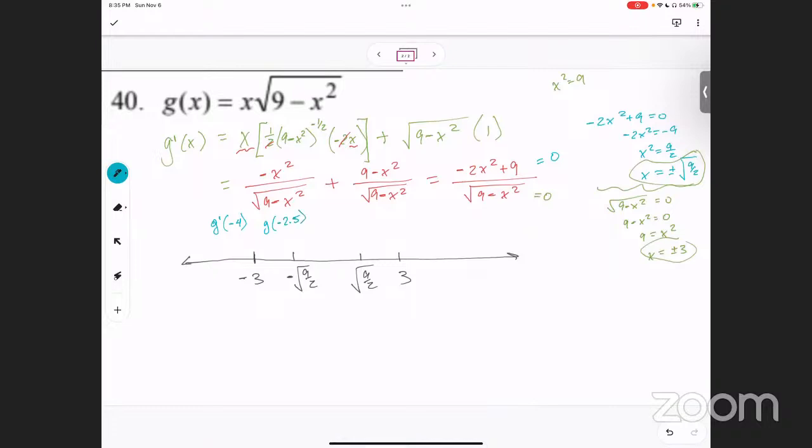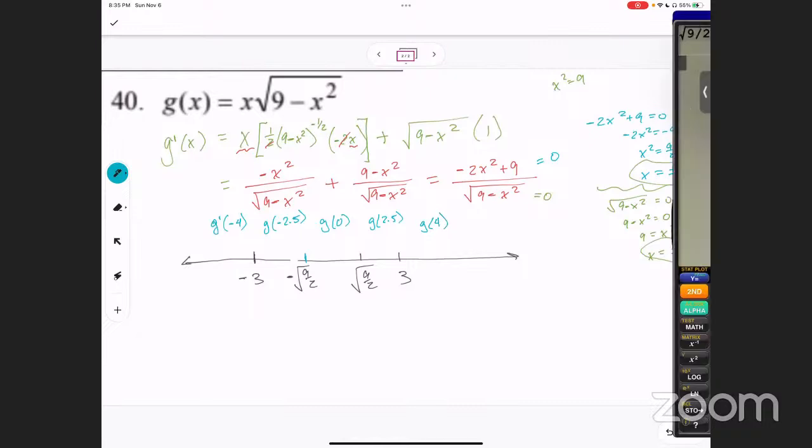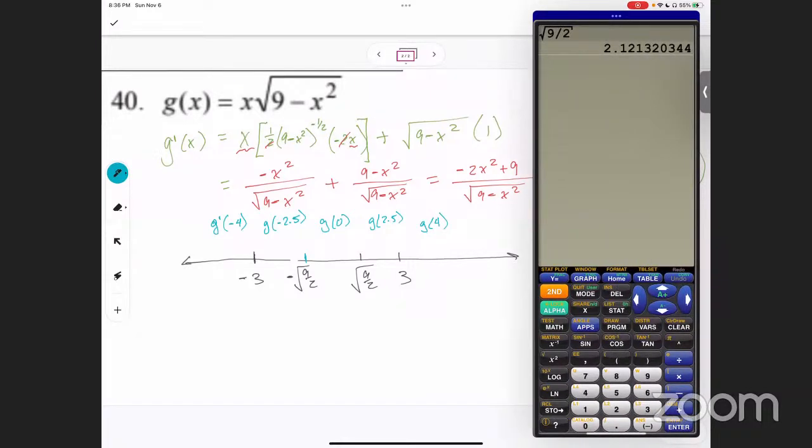What am I going to plug in between the next things? I'll give this a little bit more space here. What am I going to plug in right here? 0, probably. Perfect, good. I was hoping you'd say that. And what am I going to plug in here? 2.5 again. Perfect, good. And how about here? 4. Good. Now, do you know the shortcut with your calculator?